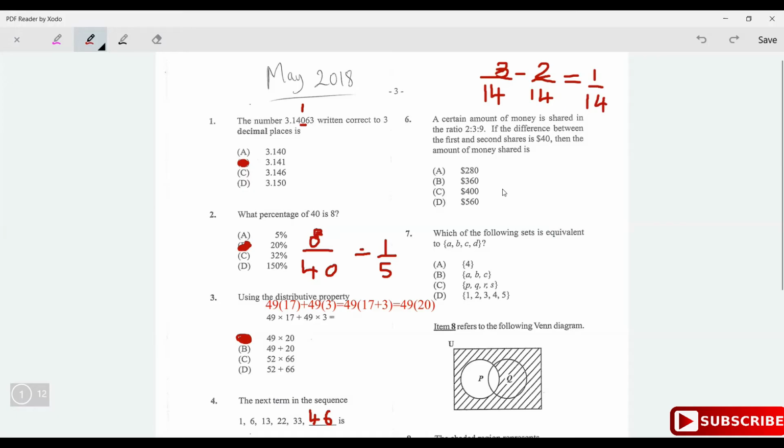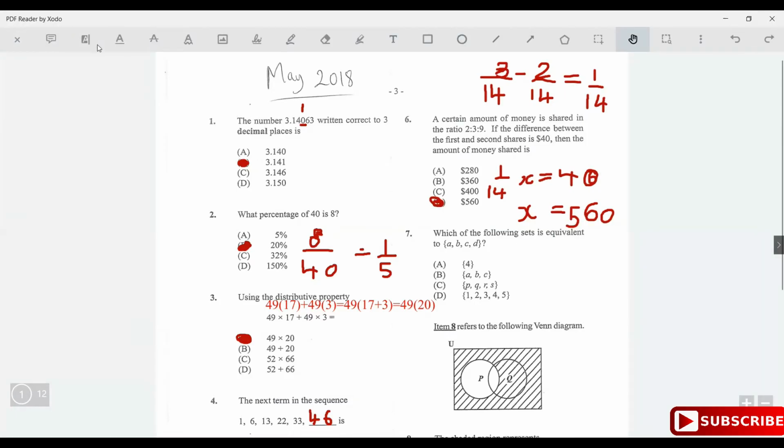So 1 over 14. So to get x, all you have to do is cross multiply. We'll cross multiply, and so x is 14 times 40. 14 times 0 is 0. 14 times 4 is 56. So x is 560.